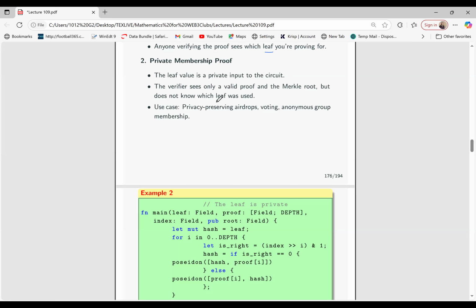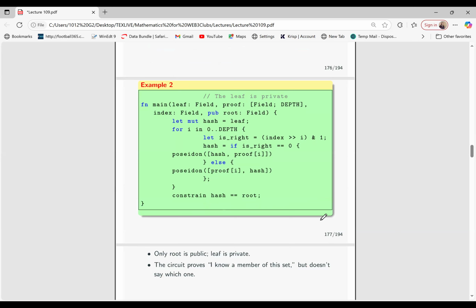So this proof is what we use in privacy preserving airdrops, in voting, in anonymous group membership, and so on. And so an example, just to emphasize how it's written before we go to the real code.